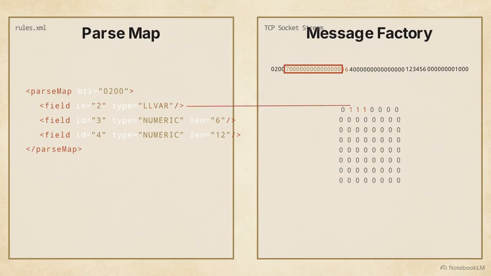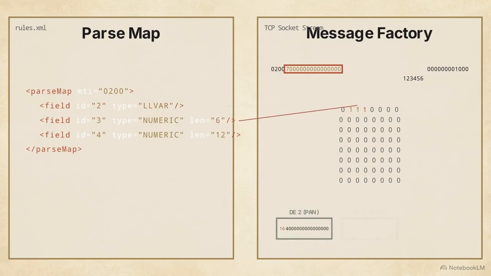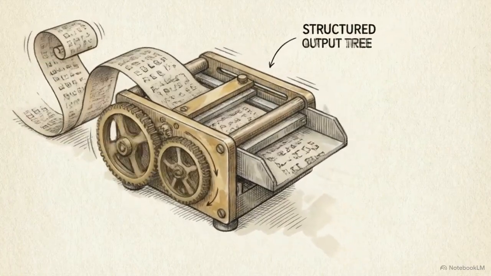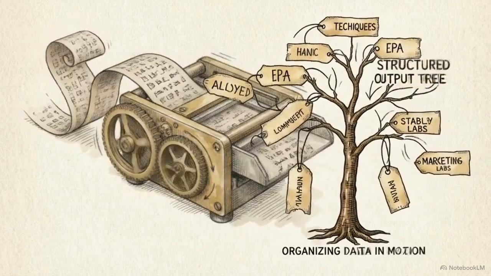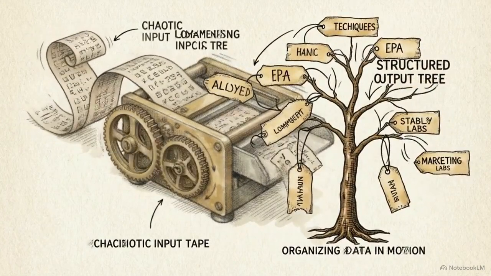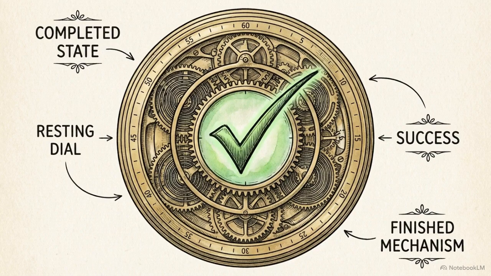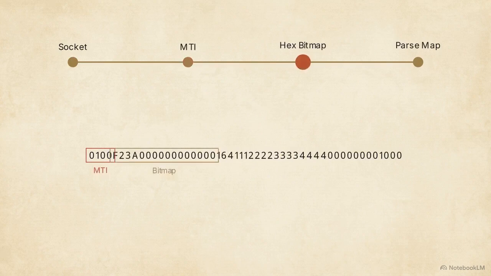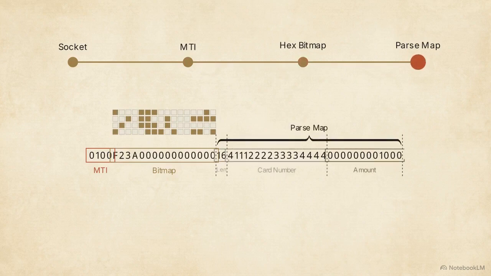The library automatically executes the hex to binary conversion and cross-references the result against your parse map. The library successfully transforms the hostile byte stream into a strongly typed C# ISO message object, containing completely safe, validated values. By abstracting the byte-level iteration into a mapping template, the developer is freed from low-level parsing logic to focus entirely on authorizing the transaction. The lifecycle of the payload is strictly linear. The socket delivers a byte stream, the MTI declares the function, the hex bitmap provides the binary checklist, and the C# parse map defines the extraction boundaries.